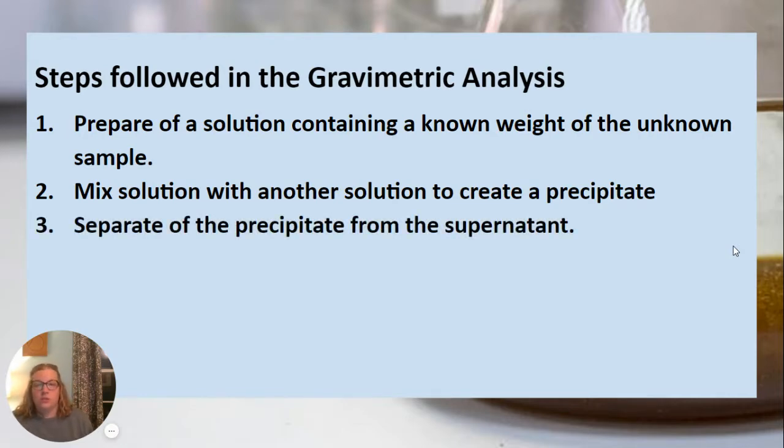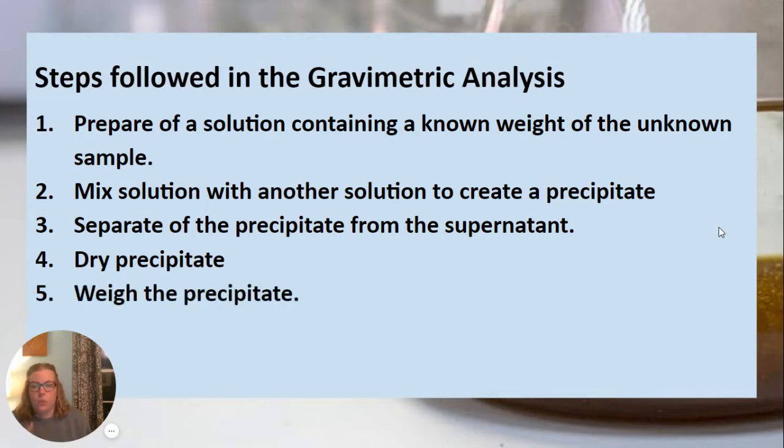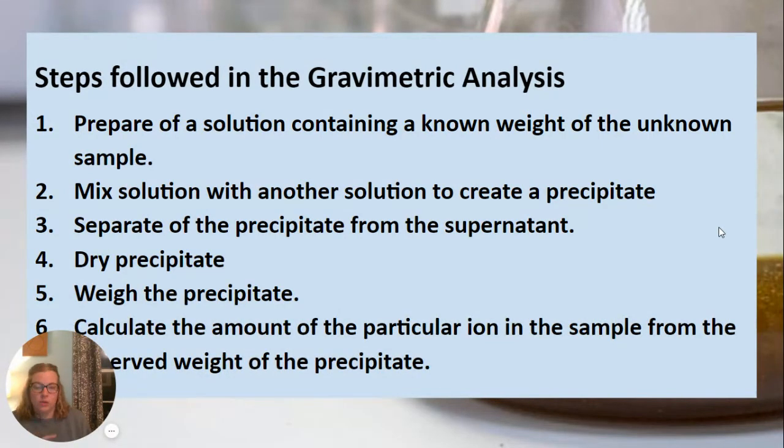Then you take your precipitate and you separate it from the liquid in the mixture, which is called the supernatant. So you usually run it through a filter and then you remove the supernatant, which includes any excess ions or your spectator ions, and then you just pay attention to the precipitate. Then you dry the precipitate in a drying oven for an extended period of time, and you weigh the precipitate. And then from there, you calculate the amount of the ion in the sample that you trapped in the precipitate and then do the math with it.